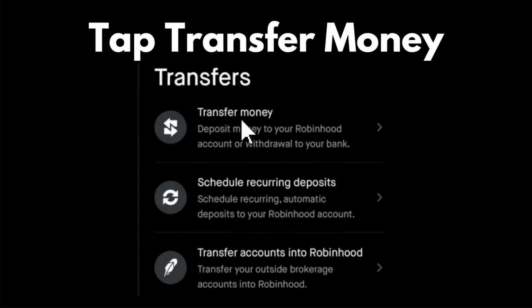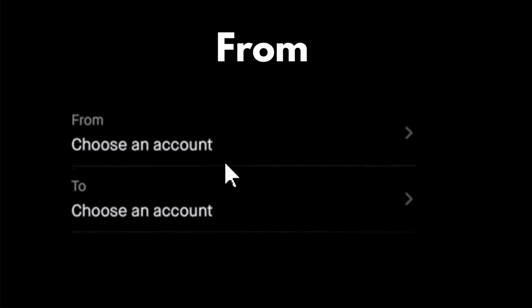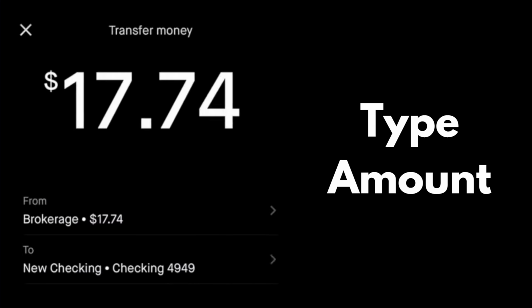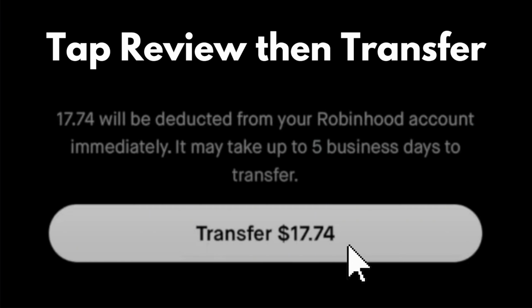So after that, you need to tap the transfer money for you to be able to transfer, and click the from section and make sure that you will choose the brokerage, which is under the Robinhood accounts, which is your cash balance. And after that, you will enter the amount you want to transfer from your brokerage account, and tap the review and then transfer.